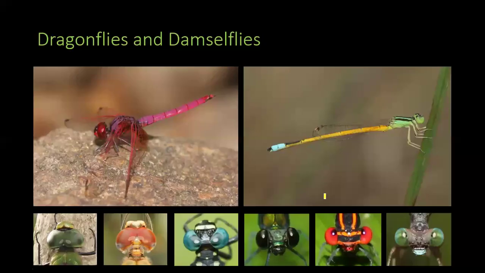When you look at their names, Anisoptera means different wings in Latin, and Zygoptera means similar wings. So that's how the suborders have been originally named. So these are the key characters that you can use to differentiate damselflies and dragonflies. They are very obvious characters.